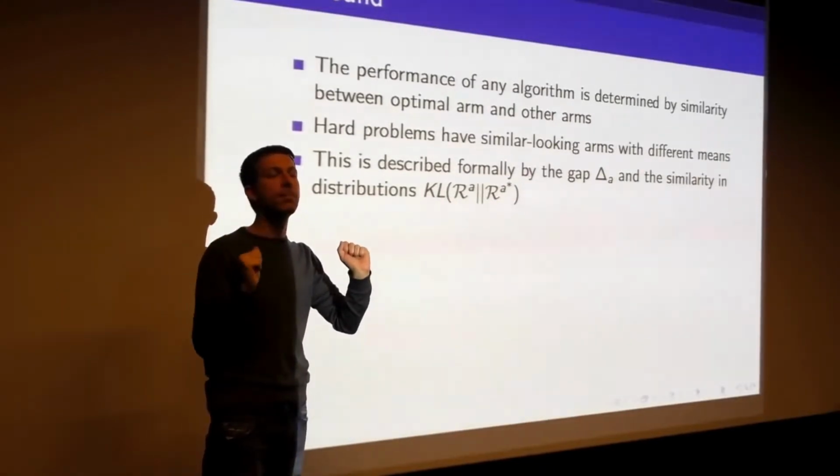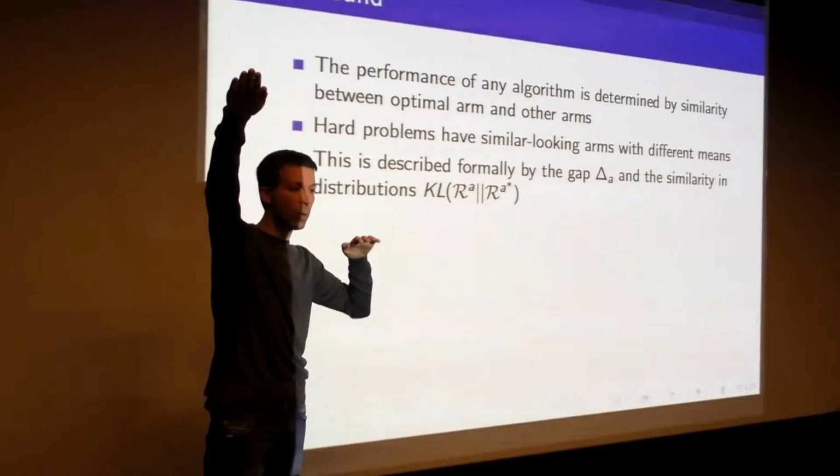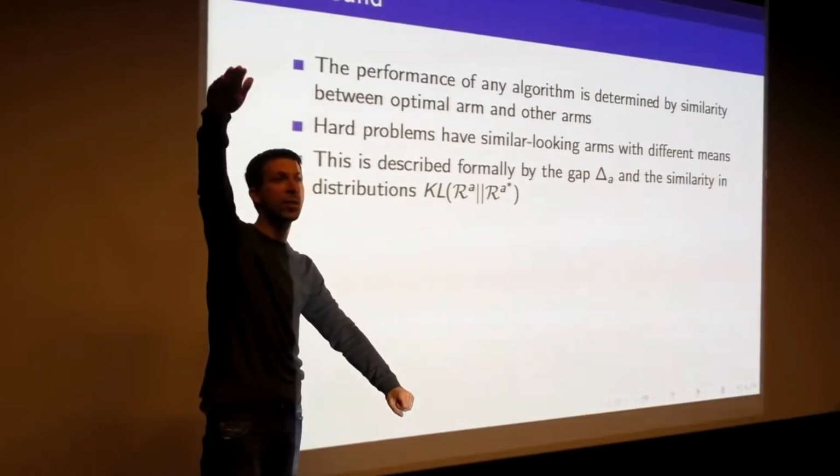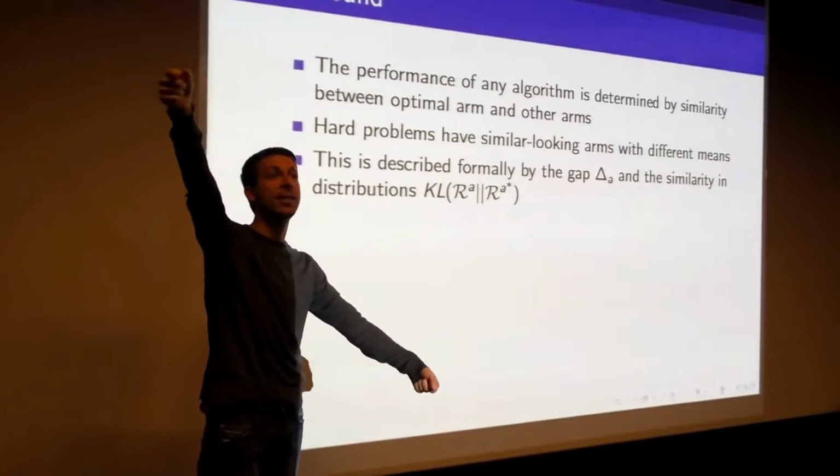So what's an easy problem? An easy problem is one where you've got one arm that's obviously good, one arm that's obviously bad. You try this once and it gives you a good answer. You try this once, it gives you a bad answer. You're done. It's easy. Okay?